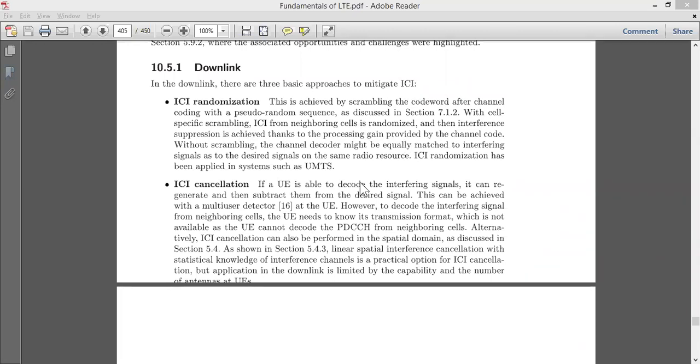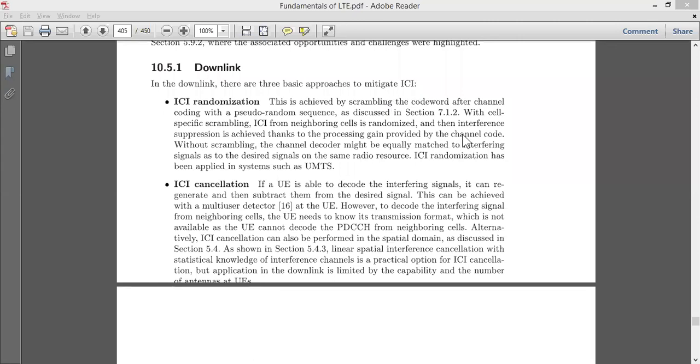For example, if all the cells are interconnected with each other with their cell boundaries, then at some specific areas of the cell, or simply the neighboring cells, if it is randomized, how is it randomized? By scrambling. Then the interference suppression is achieved. So if you go for the randomization or scrambling of the code word, you may achieve the suppression of interference. What in turn will this do? This gives the processing gain, which is better by the channel code.